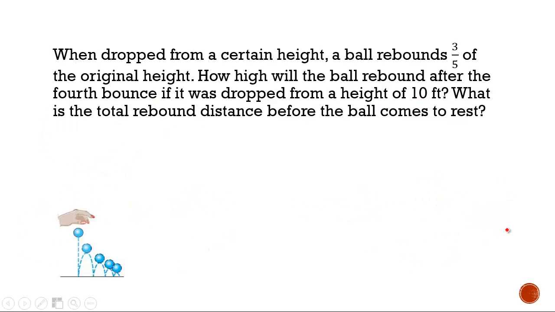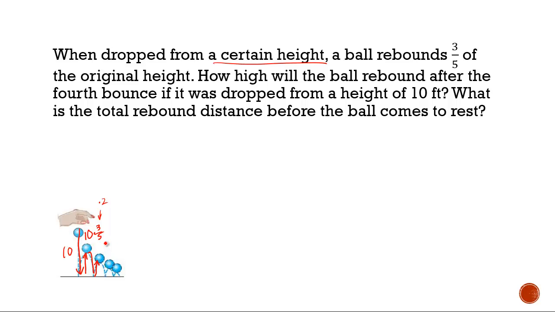Now let's take a look at an application. If you have a ball that's dropped from a certain height, and it rebounds 3/5 of the original height, how high will the ball rebound after the 4th bounce if it's dropped from a height of 10 feet? Meaning the initial bounce is 10 feet. And then it goes up, and when it goes up, it's 10 times 3/5. Now that is going to double, because it's got to bounce back the same way.